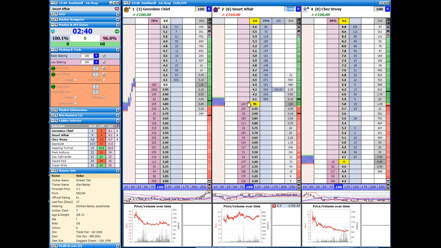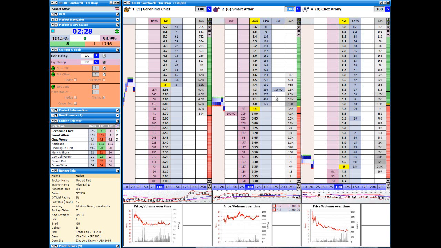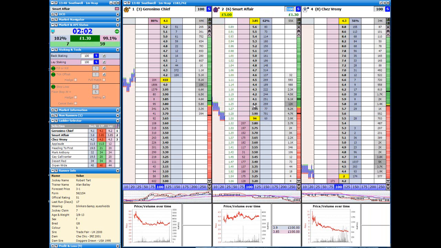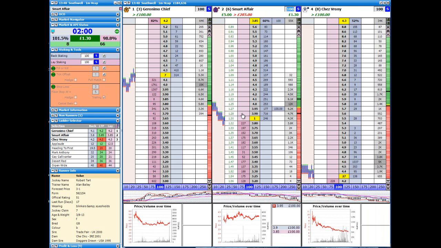Now, if that price is moving up, then it would make sense that the second favourite, or even the third, will come down, and vice versa. So a good signal to look out for is always to check the percentage figures, and that percentage figure you see at the top left, they're 78% now, 91% Geronimo Chief, and you look at Smart Affair, you've got 50, 60%, 61. So Geronimo Chief is going up, it's drifting, and Smart Affair is coming in. So that's one particular signal you can look out for to determine which way you think the market is going to move.